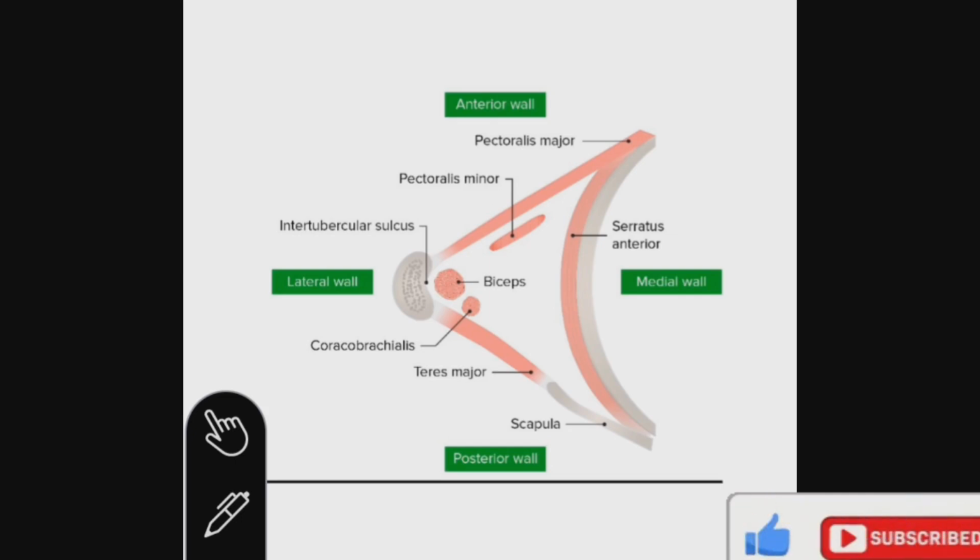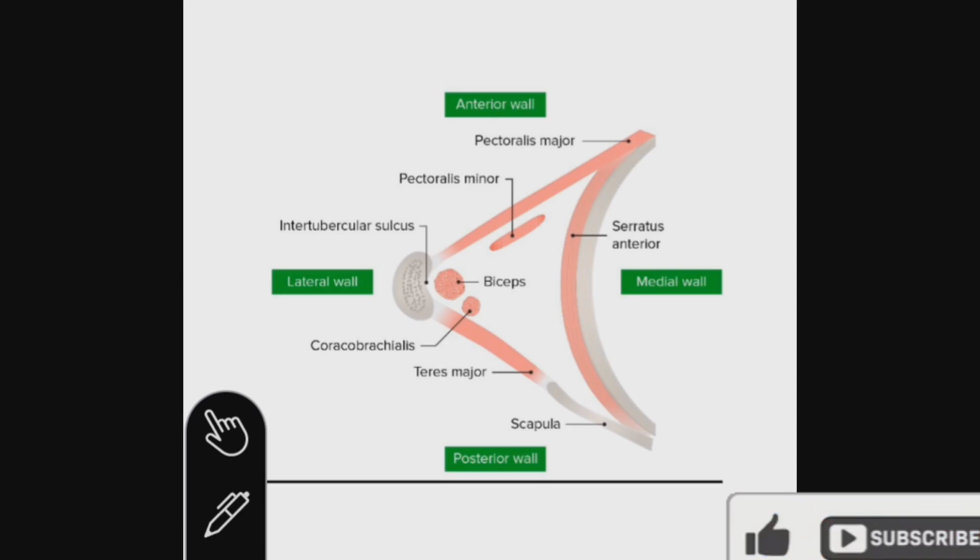Now, the axilla is made up of neurovascular bundles, of which the first is the axillary artery. Now, the axillary artery is divided into three parts by the pectoralis minor. Take note, pectoralis minor, not pectoralis major. It's divided into a first part, a second part, and a third part.